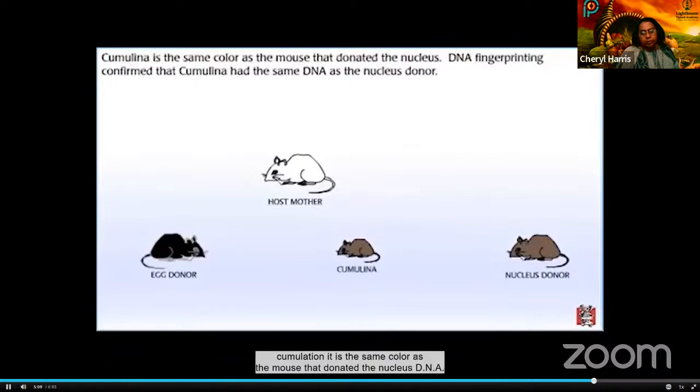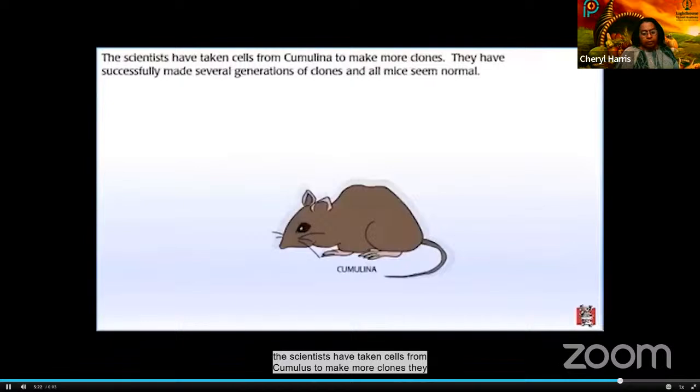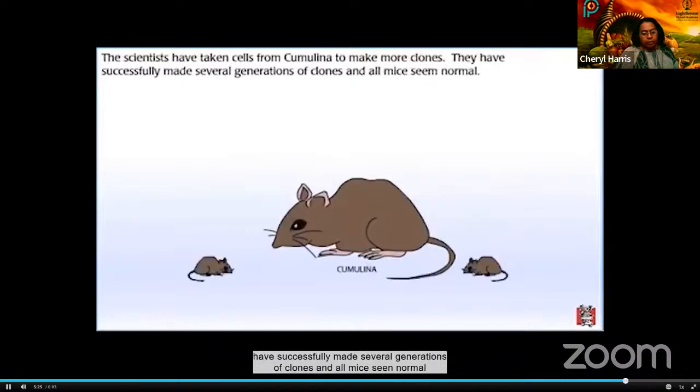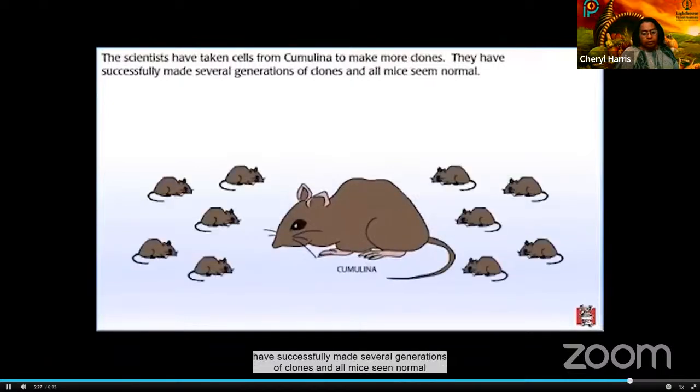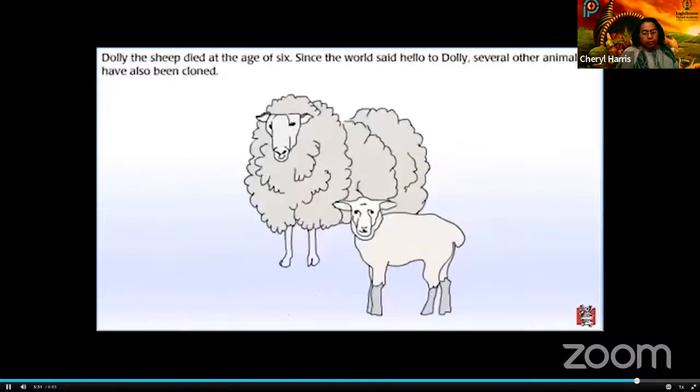Cumulina is the same color as the mouse that donated the nucleus. DNA fingerprinting confirmed that Cumulina had the same DNA as the nucleus donor. The scientists have taken cells from Cumulina to make more clones. They have successfully made several generations of clones, and all mice seem normal. Dolly the sheep died at the age of 6.